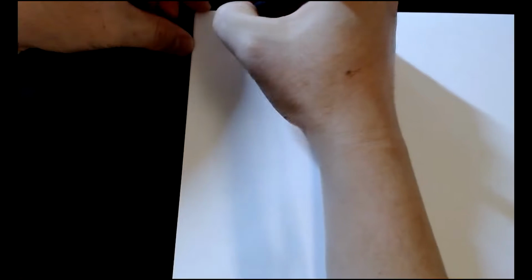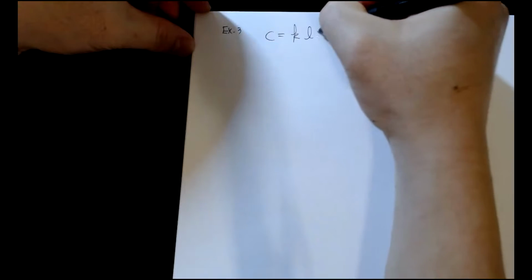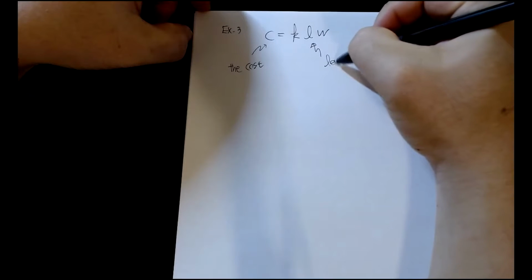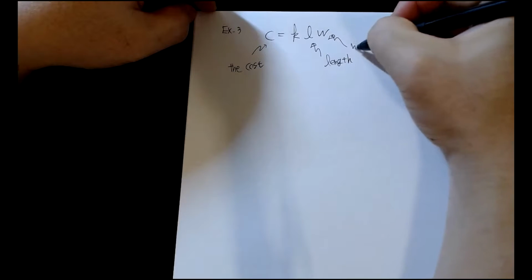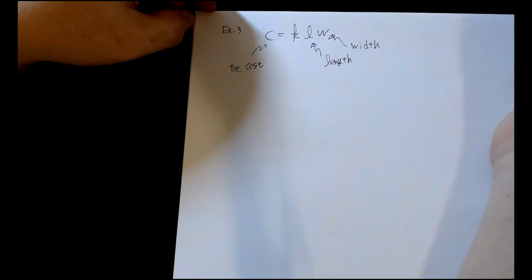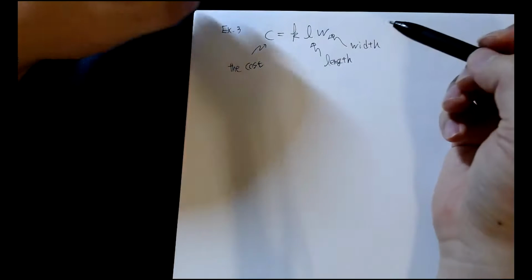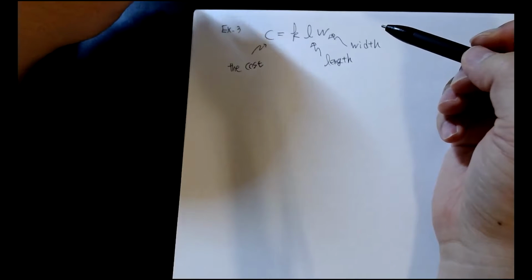Okay, let's see. So example 3. C is equal to K times L times W. I use the capital letter C for the cost. I used L for, guess what, length, the length of the patio, and then W is width. Now to find K, I'm going to plug in 9, 12, and then 734.40.